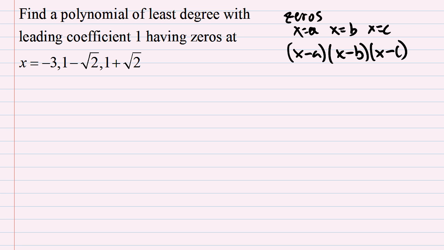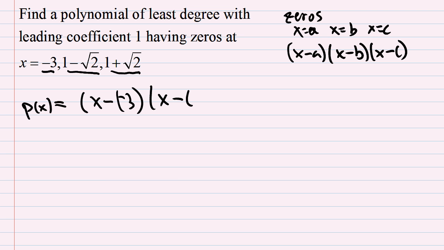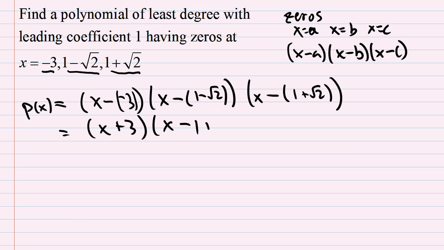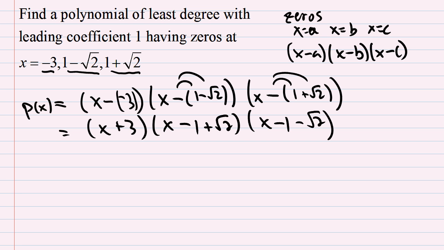So in our problem, we're given 3 roots. So we know our polynomial, p of x, can be factored as x minus negative 3, x minus (let me put parentheses around here) 1 minus root 2, and x minus 1 plus root 2. Simplifying that, we have the following: x plus 3, x minus 1 plus root 2, distributing the minus, and x minus 1 minus root 2. It's our job to multiply this out.